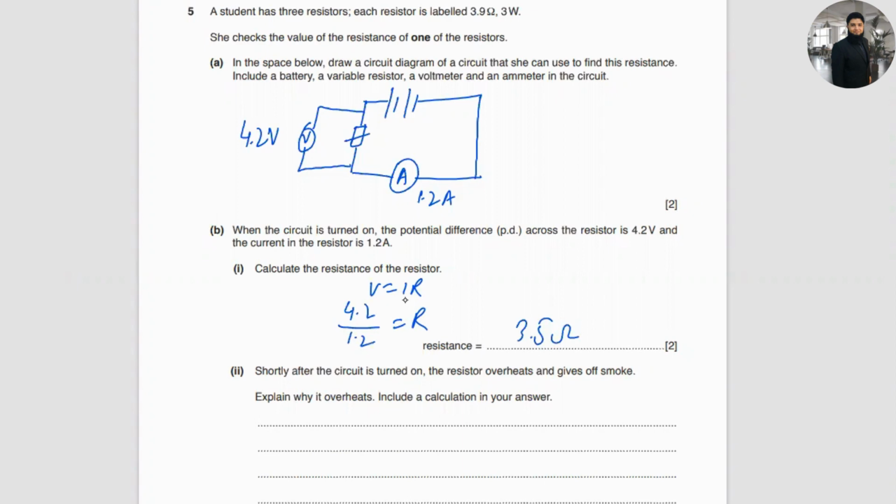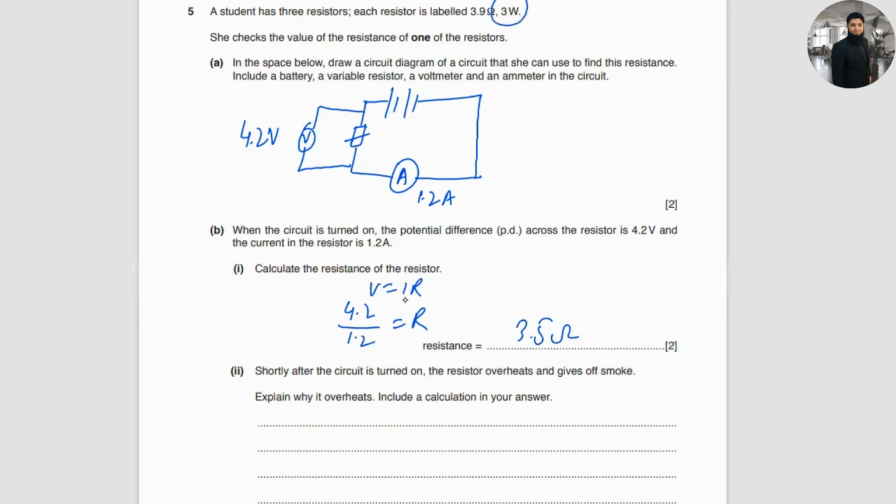Shortly after the circuit is turned on, the resistor overheats and gives off smoke. Explain why it overheats and include a calculation in your answer. So we can calculate the power rating by multiplying current with the voltage. So the power that comes is 5.04 watts, which is greater than the 3 watt. That is why it overheats.